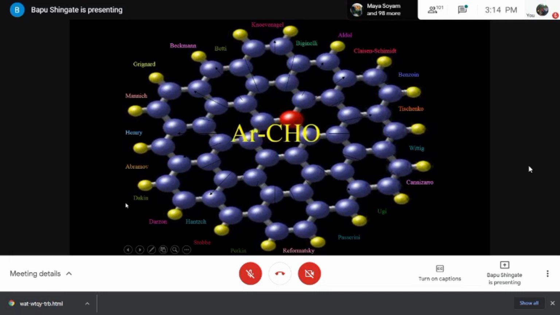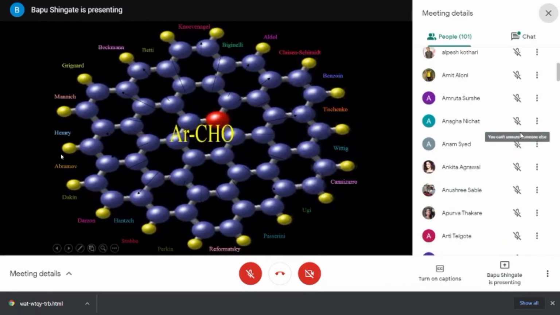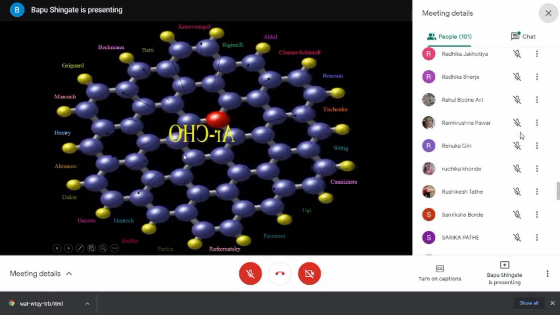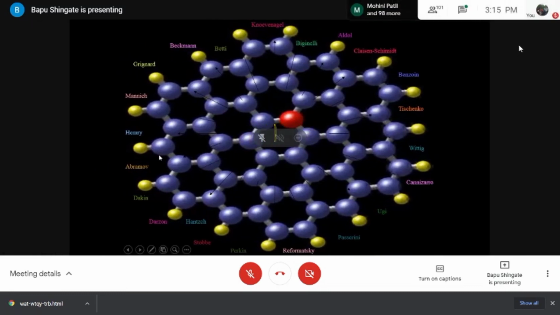Based on aldehyde, there is the Dakin reaction, which we know very well, which leads to the corresponding phenol after reaction with sodium hydroxide and hydrogen peroxide. Then the Abramov reaction is nothing but a reaction of this aromatic aldehyde with trialkyl phosphites. You will get a hydroxyphosphonate; that reaction is the Abramov reaction.